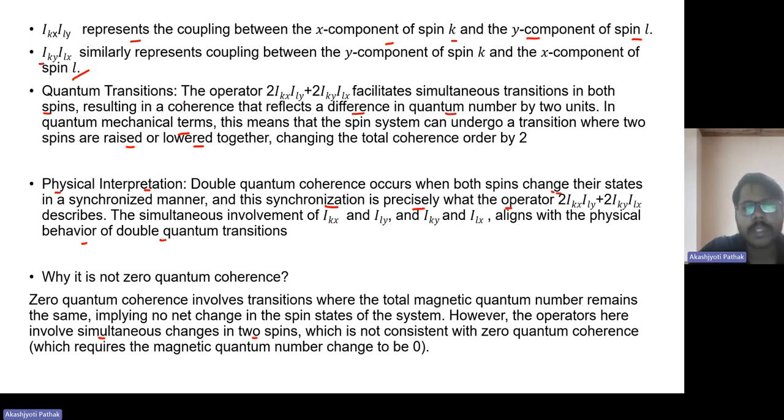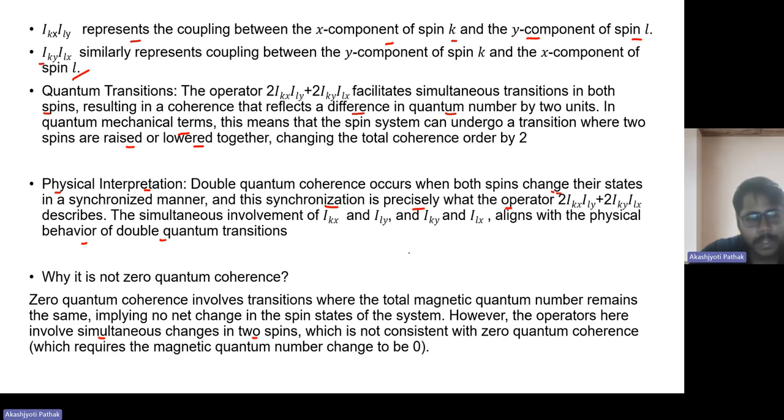So in quantum mechanical terms, this means that the spin system can undergo a transition where two spins are raised or lowered together, changing the total coherence order by two. The physical interpretation is that both spins change in a synchronized manner in double quantum coherence. This synchronization is precisely what the operator 2IkxIly plus 2IkyIlx describes. The simultaneous involvement of Ikx and Ily, and Iky and Ilx, aligns with the physical behavior of the double quantum transitions.